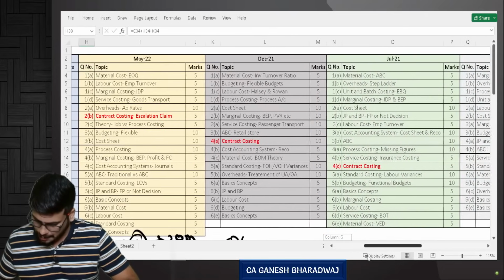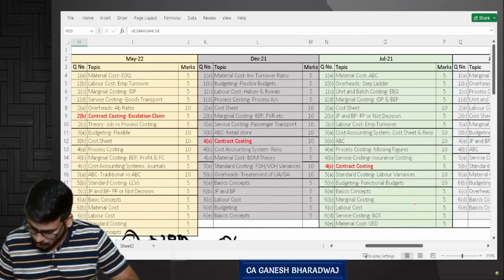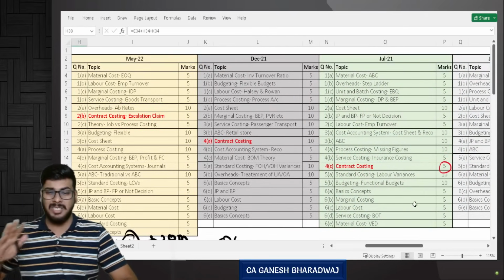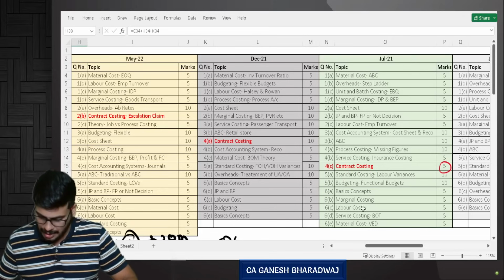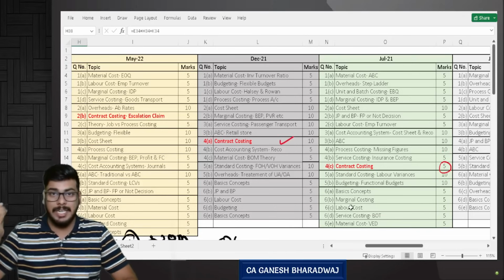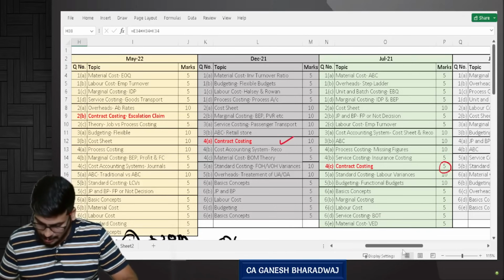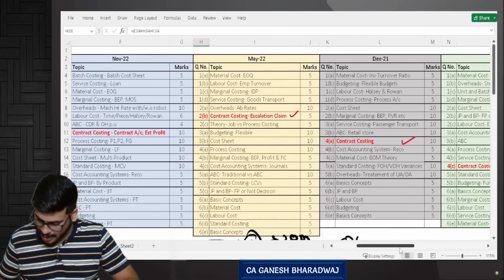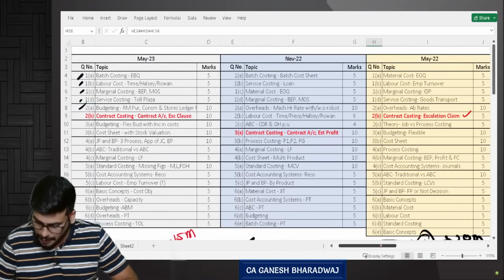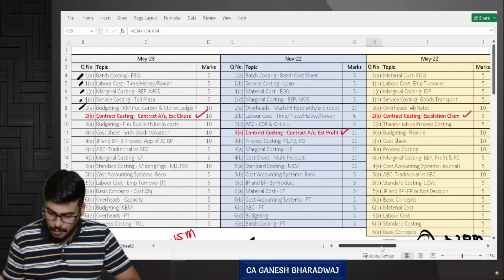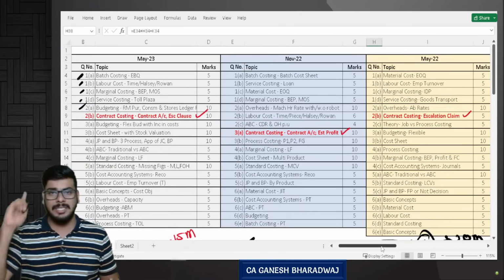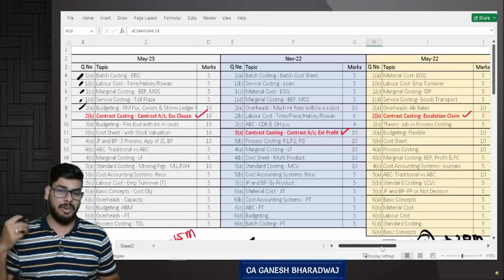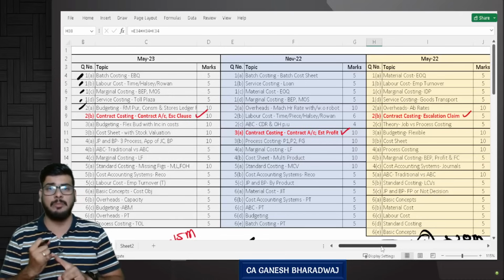So now if you see July 2021, they introduced this for 5 marks. Before that, contract costing was not tested. Then in December 2021, it got tested for 10 marks. Then in May 2022, it got tested once again for 5 marks. And in the last two attempts, November 2022 and May 2023, it got tested for 10 marks. The trend shows that the institute is giving importance to this, number one.